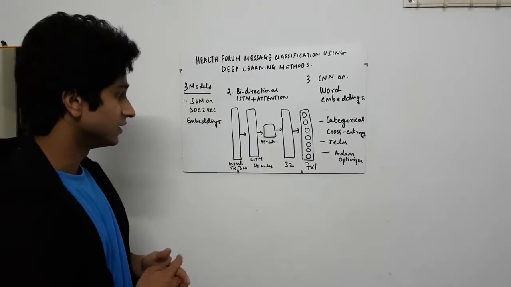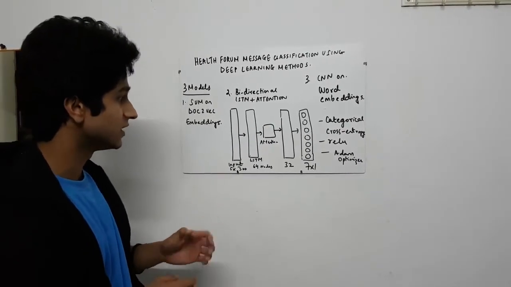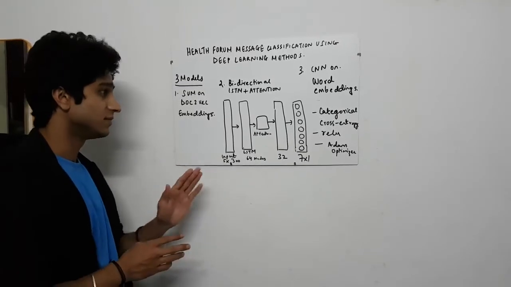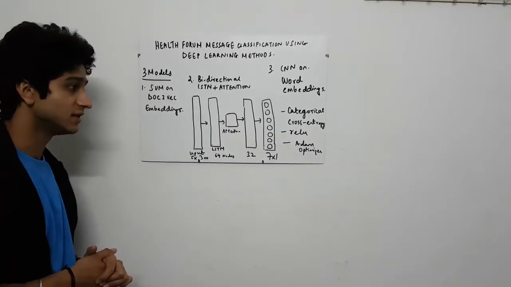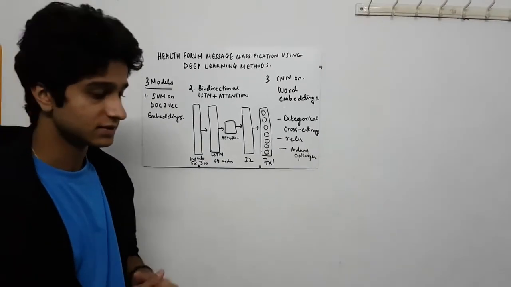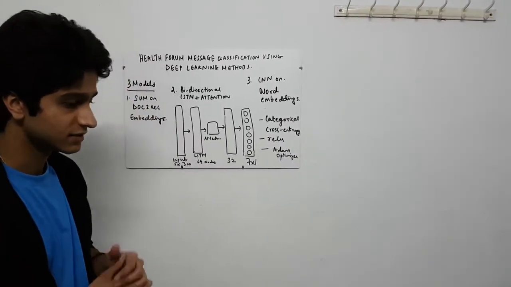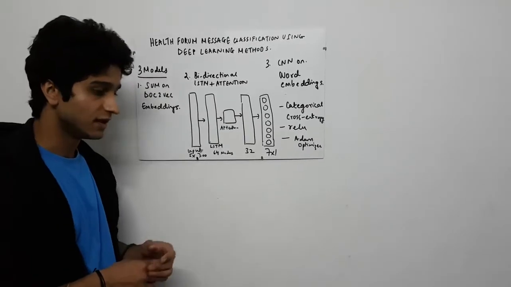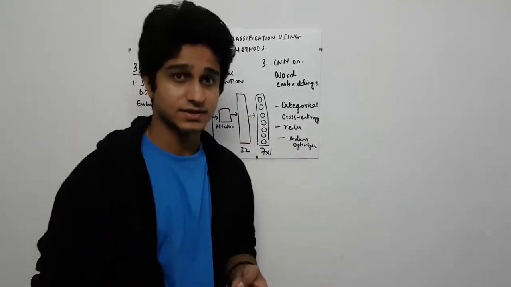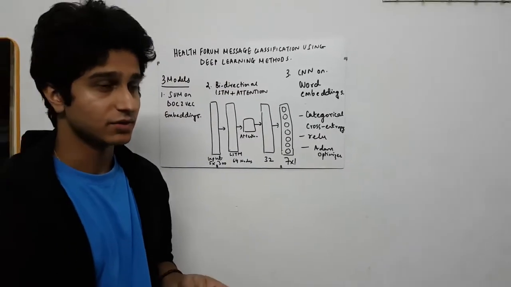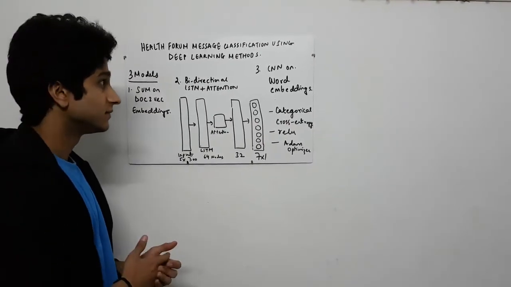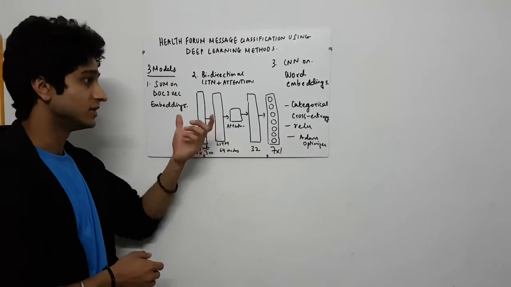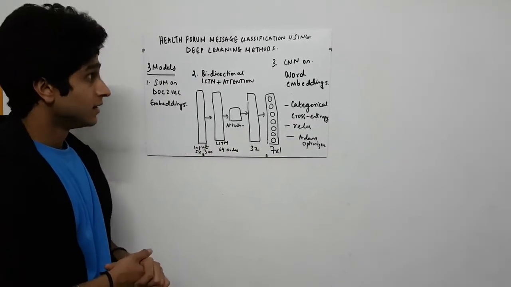Then we have the LSTM layer, which has 64 nodes, and the output from that is passed into the attention layer. Then we have the dense layer, and finally we have our output layer, which consists of the 7 respective categories. So the categories here we have are demographic, disease, treatment, goal-oriented, family support, socializing, and pregnancy. So we needed to classify the health forum message into one of the 7 categories.